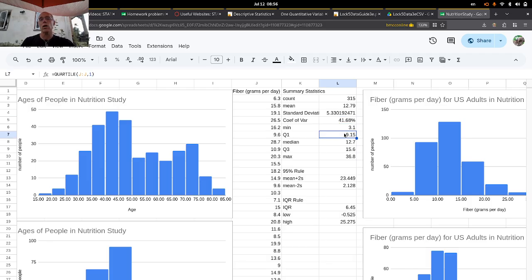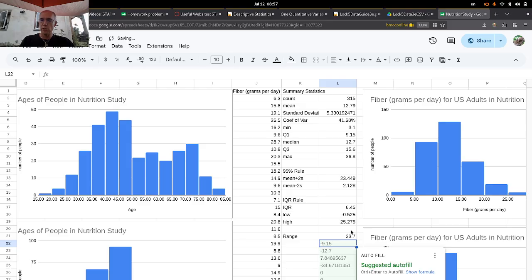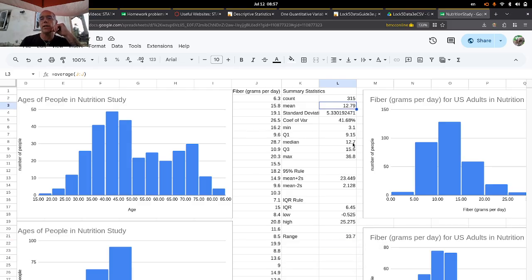The IQR, which is the width of the box, the distance from Q1 to Q3, so that's that 6.45 down here. I didn't put the range in here. Let's put the range in here. Range is the distance from the max to the min. So let's take the max, subtract the min. And again, those are all measures of variation, spread. Measures of center are our mean and our median.